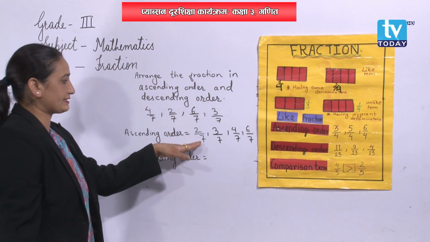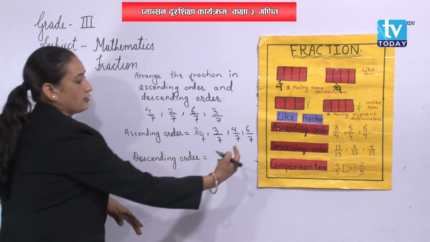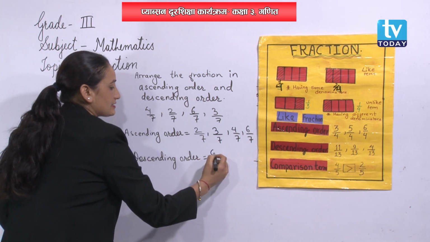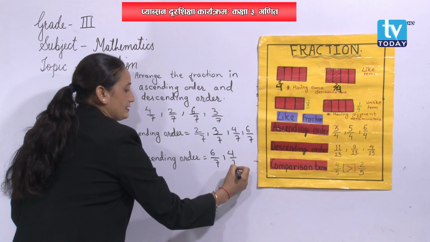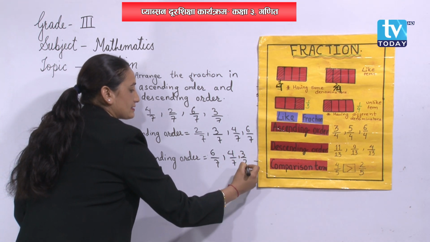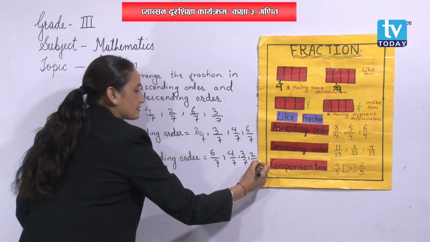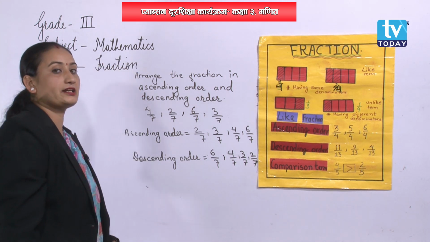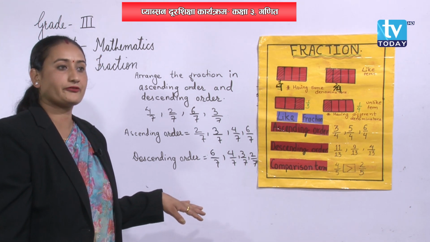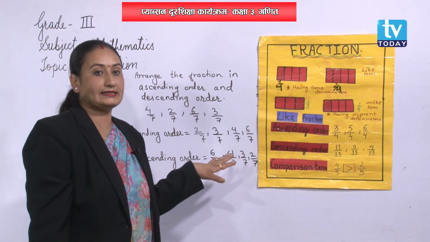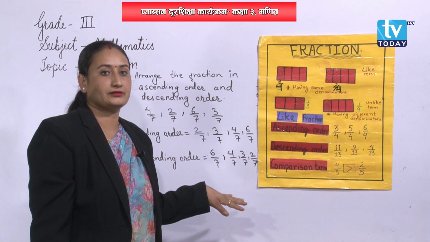So can we make it descending order with the same question? First, which will we write? 6 by 7. Then after, 4 by 7, 3 by 7, 2 by 7. Do you understand? So can we write it this way? Of course, you can write in ascending and descending order. Okay?